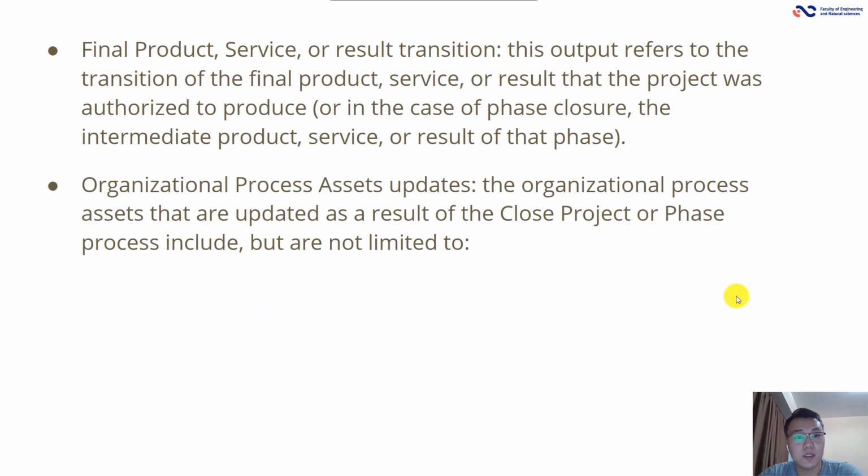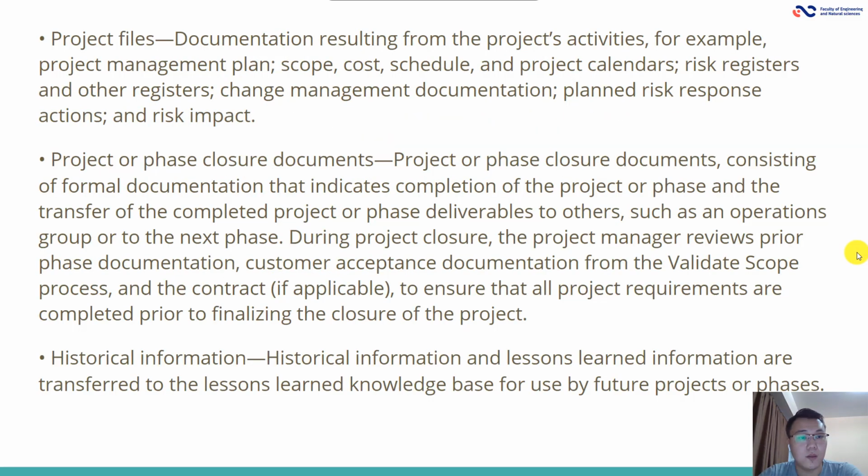Final product, service, or result transitions. This output refers to the transition of the final project services or results that the project was authorized to produce. Organizational process asset updates. The organizational process assets that are updated as a result of the close project or phase process include project files, project or phase closure documents, and historical information.